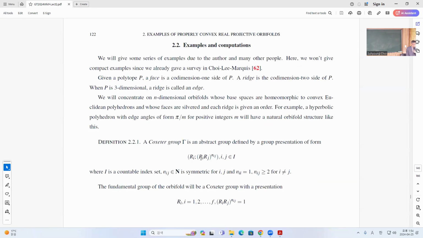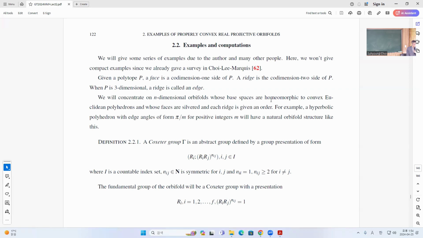So a Coxeter group is just some abstract group defined by these relations, where N_ii is symmetric and equal to one, and N_ij is bigger than two for i not equal to j. And of course, there might be missing pairs; not all have to appear here. Okay, and so the fundamental group of the orbifold will be a Coxeter group. So if you make this type of orbifold, okay.